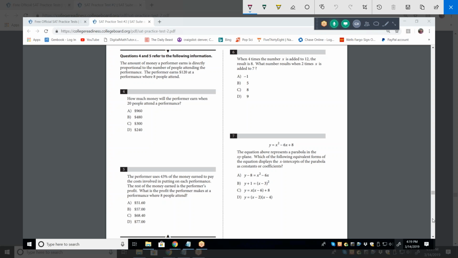Okay, so I would start by subtracting 43 from 100 to get 57%, because that's his profit, and then I would multiply 0.57 by 120. Perfect. Let's go on. That's exactly the way I would do it.